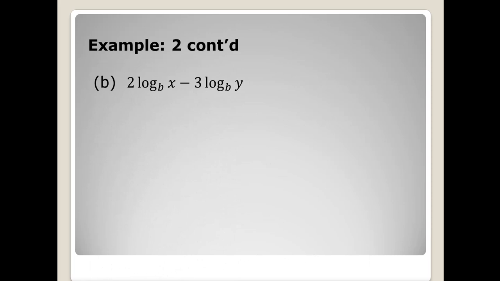Let's see another example here. We have 2 log x to base b minus 3 log y to base b. See, the number 2 here is multiplied by the log, and the number 3 is multiplied by the second log. So we need to combine these in one log. So what we will do is, first, let me simplify the first term. The simplification of the first term is 2 log x to base b is equivalent to log x squared to base b. This is actually the third rule of logarithms.